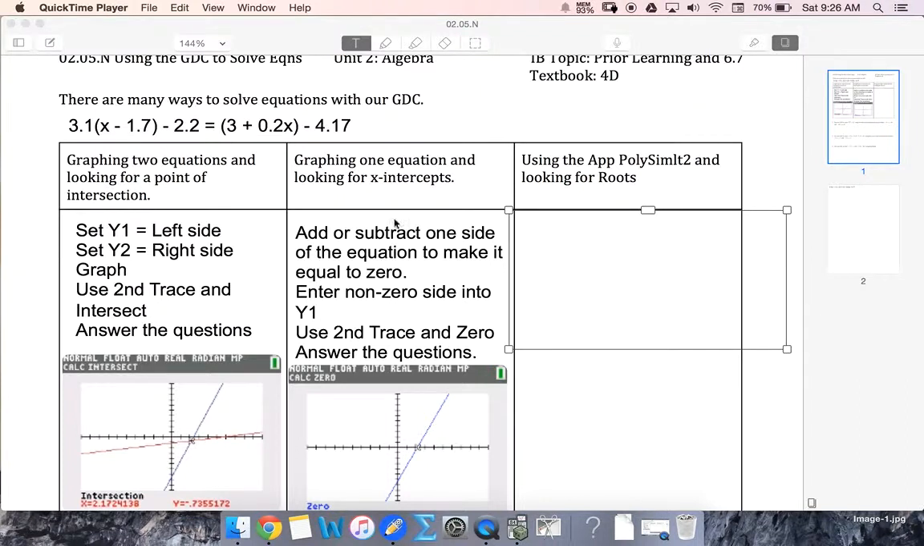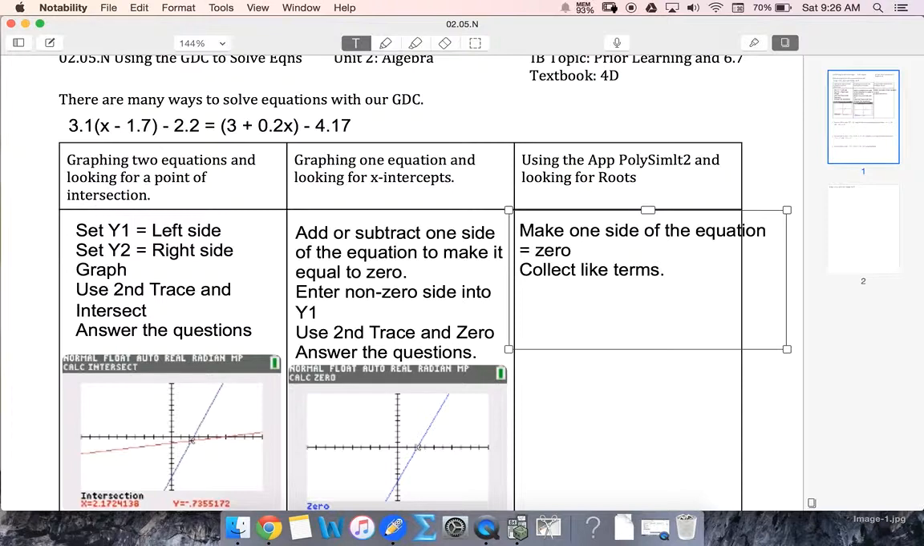So the first thing that we have to do, similar to using the x-intercept method, we need to make one side of the equation equal to 0. But then we also have to collect like terms. And we don't actually have to do the full collection. The app will do that for us. But we do need to get all the x's together and all the constants together. So let's look at this equation and how we would do that.